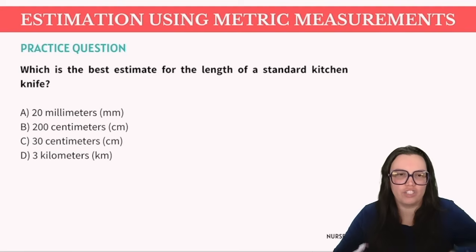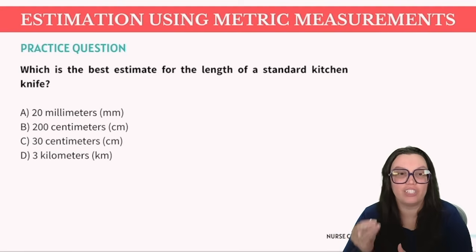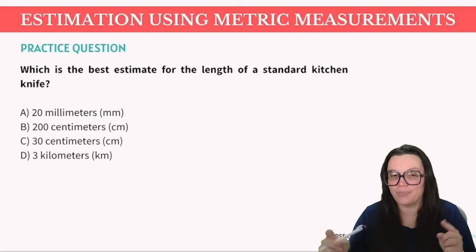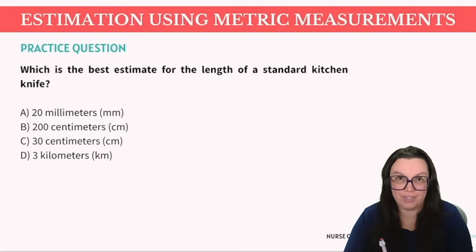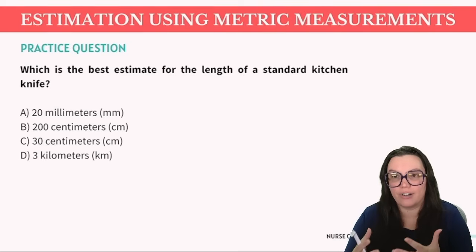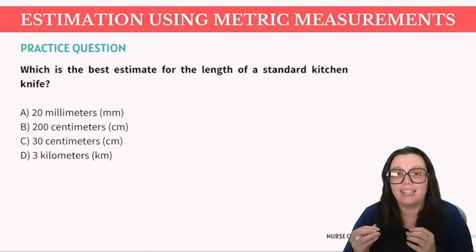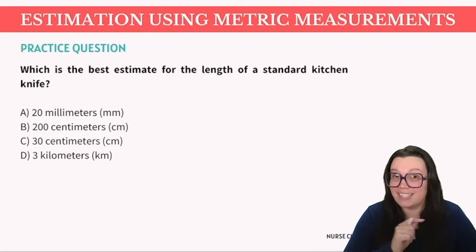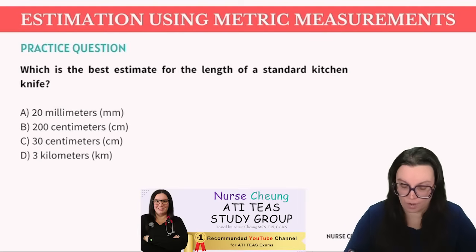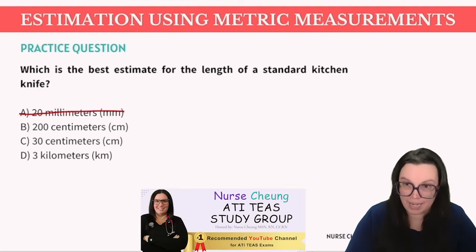So starting with question 1, what is the best estimate for a length of a standard kitchen knife? So we're talking about the length. So is it 20 millimeters, 200 centimeters, 30 centimeters, or 3 kilometers? So taking a look back at our examples, we know that a standard kitchen knife is not going to be as small as 20 millimeters, right? That's that diameter of our grain of salt. So we can automatically eliminate A.